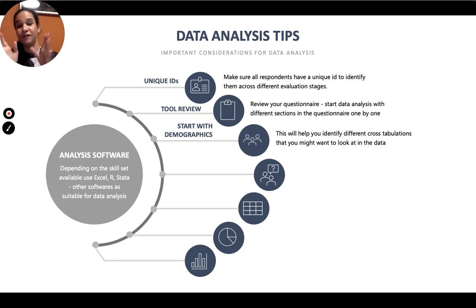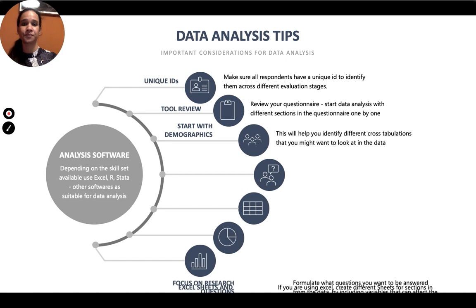Also look at demographics first, because it might be that you want to see learning outcomes among students, but you want to see what the difference is between learning outcomes of students in schools in Gujarat or Rajasthan. You might also want to look at whether the program is more impactful for elder students, or is it more impactful for girls? So it will help you to identify these correlations or cross tabulations you want to undertake.